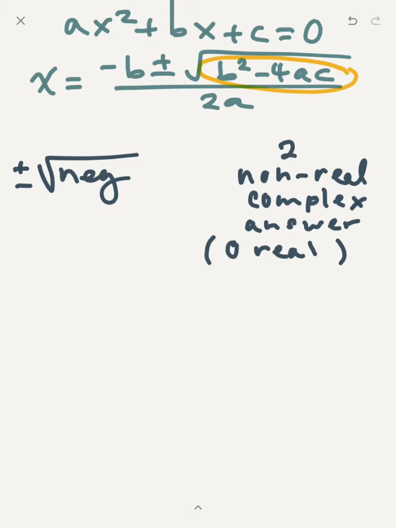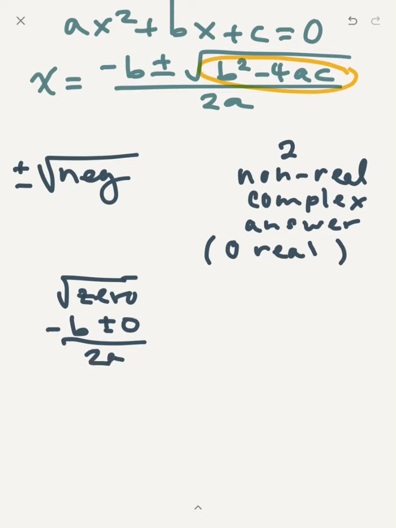If you think about what happens if you take the square root of 0, okay, the square root of 0 is just 0. And so if I take negative b plus or minus 0 over 2a, I am going to get negative b over 2a. That is the same answer if we use the plus version or the minus version. And so we only get one answer. It is going to be real.